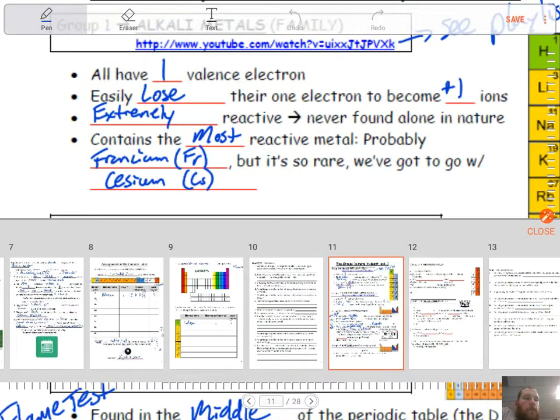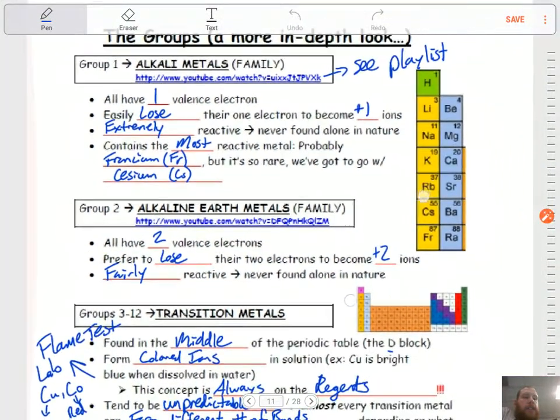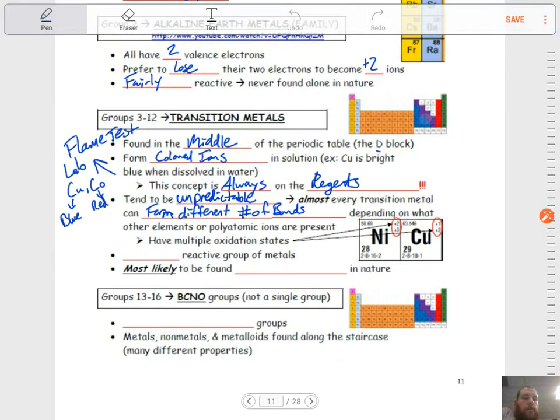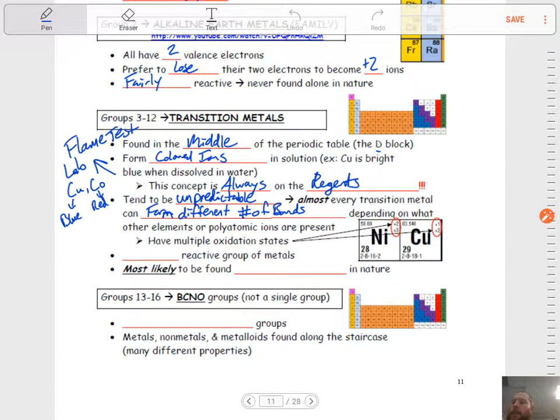So those are our transition metals. Let me zoom out, sorry. They are the least reactive group of metals. They are most likely to be found uncombined.